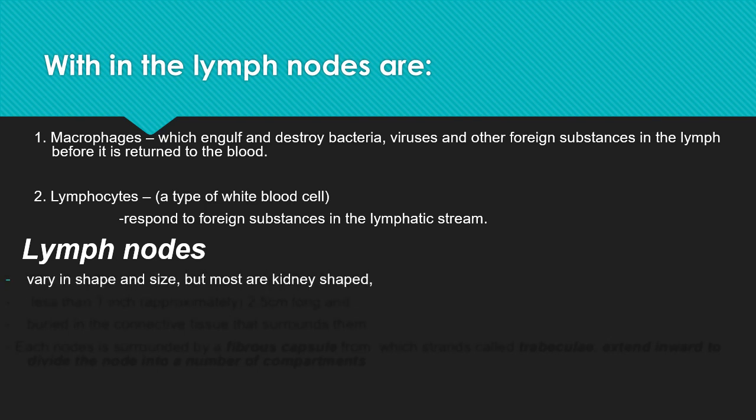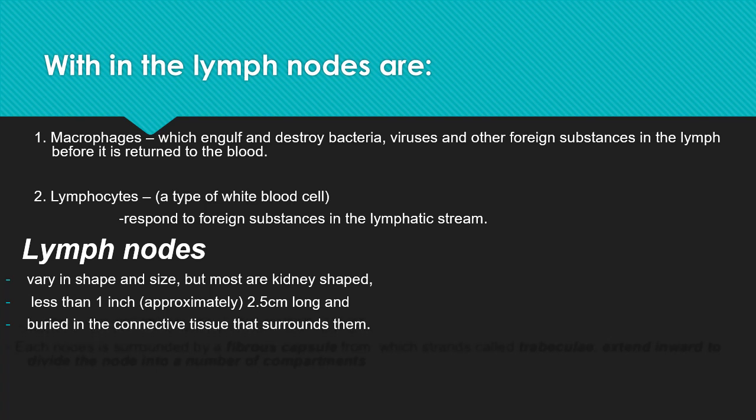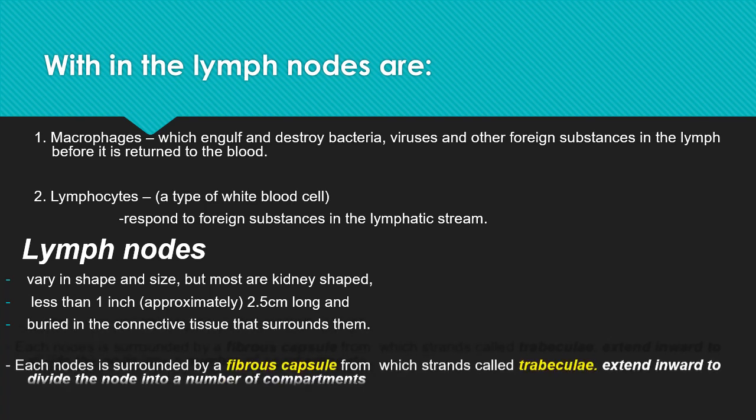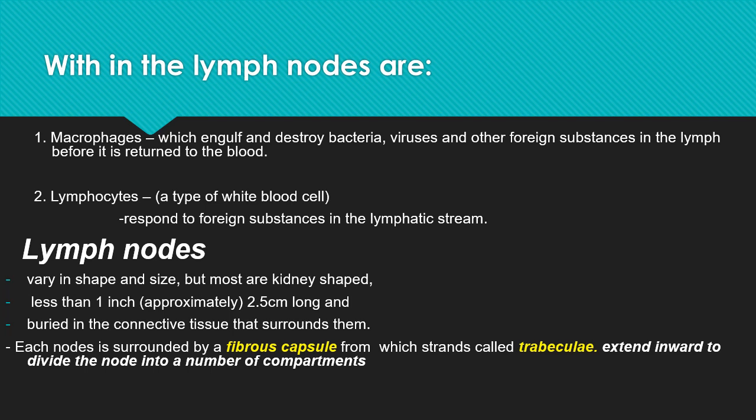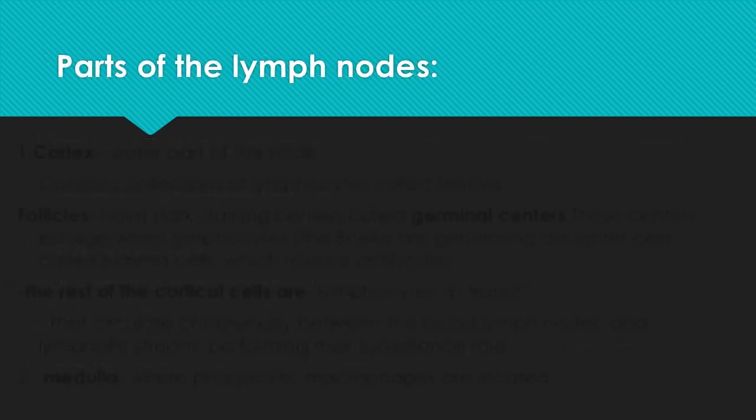The lymph nodes vary in shape and size, but most are kidney shaped, less than 1 inch, or 2.5 cm, long, and buried in the connective tissue that surrounds them. Each node is surrounded by a fibrous capsule from which strands called trabeculae extend inward to divide the node into a number of compartments.